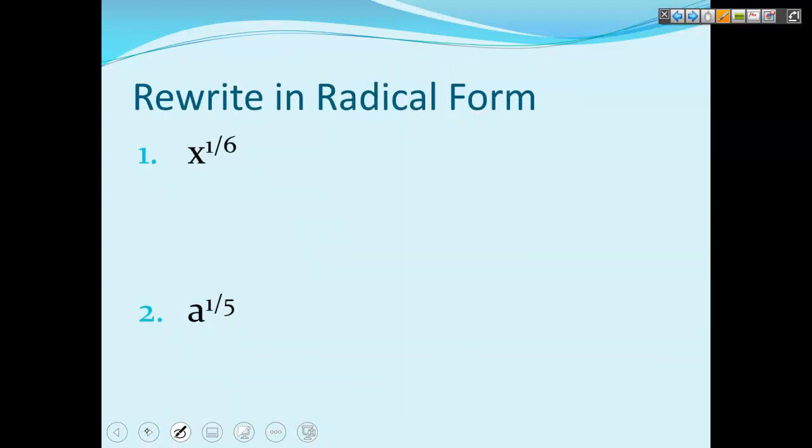So start off easy. Take the variable, raise to a power, and rewrite it as a radical. So again, radicals look like square roots. A to the 1/5 would be the 5th root of A.